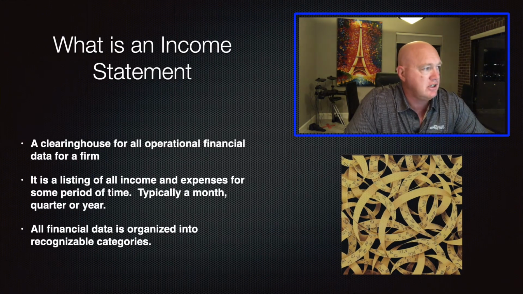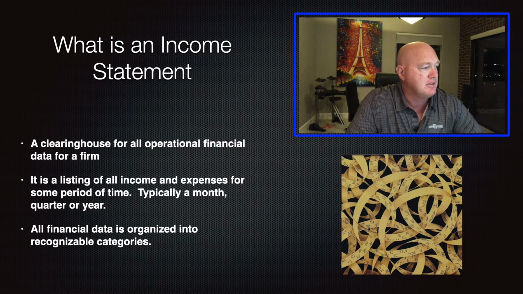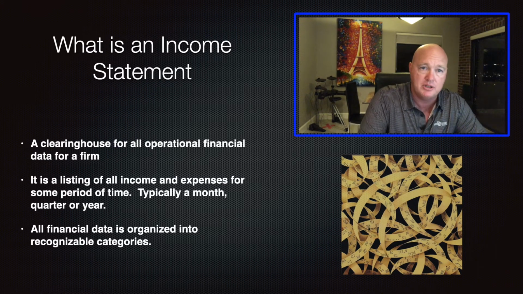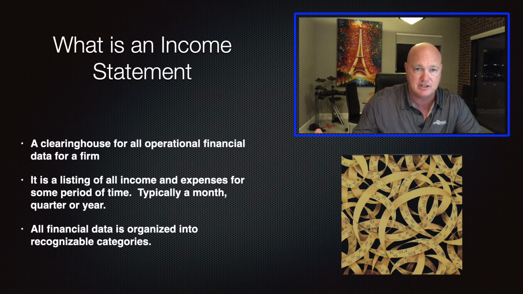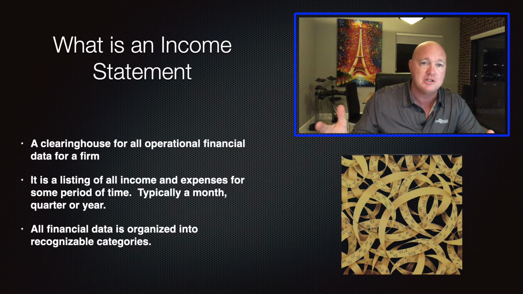So today's lesson is the income statement, which is a clearinghouse for all operational financial data for the firm. In other words, it's a look at what's happening over some period of time with the company. It's a listing of all income and expenses for some period of time, typically a month, a quarter, or a year. And that's an important concept to understand. An income statement is not a measure of what happened at a specific moment. It's a measure of what happened over a specific time. So over the month of August, how much sales did we have? What were our expenses? Or over the first quarter, or annually? An income statement always covers a period of time.